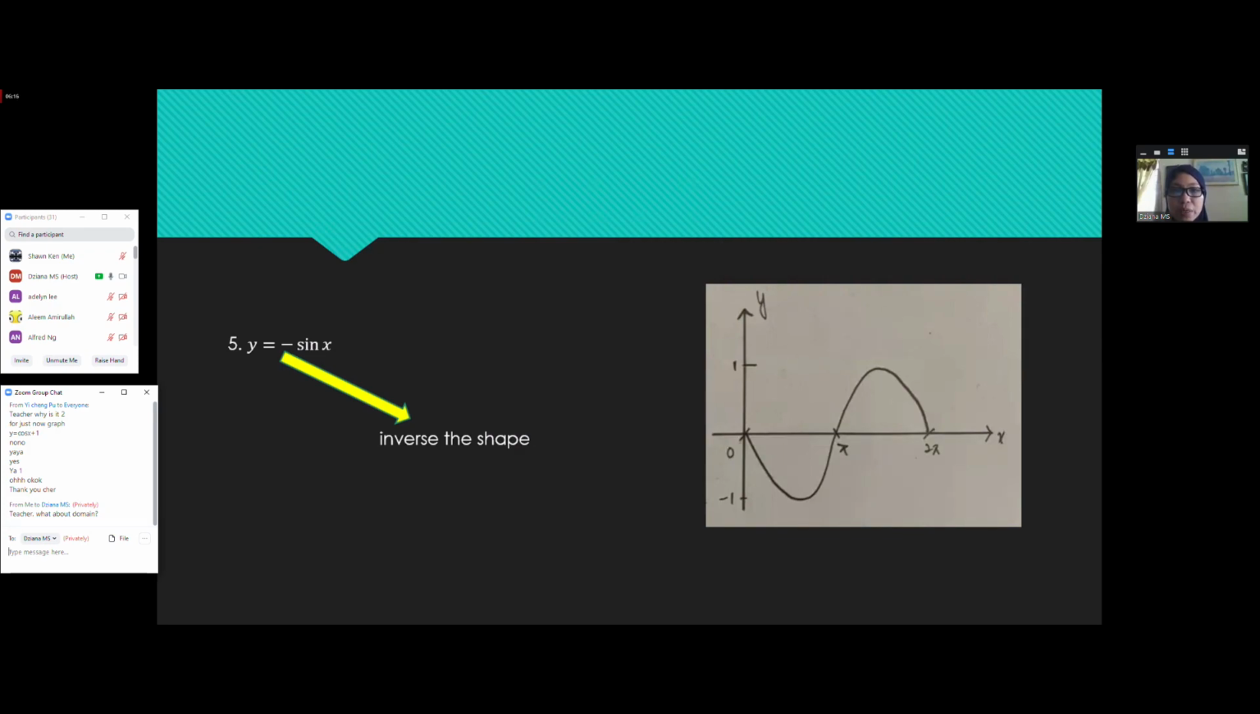What about the domain? The domain they will give in the question. If, let's say, they ask you to do until pi, only sketch until pi. If they ask you to sketch until 2 pi, sketch until 2 pi. Is it okay, Sean? Right, any other question?